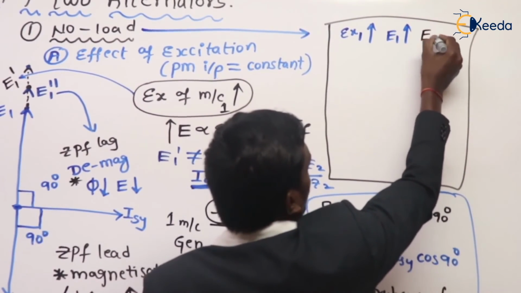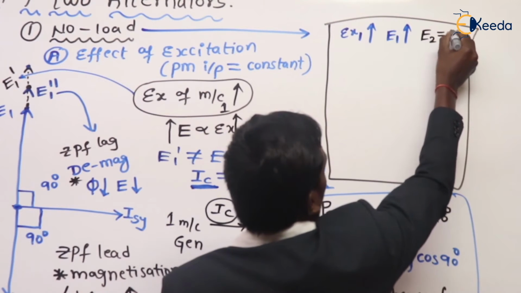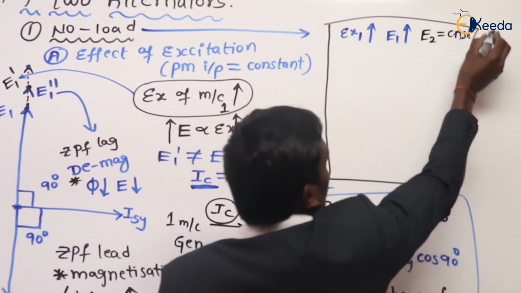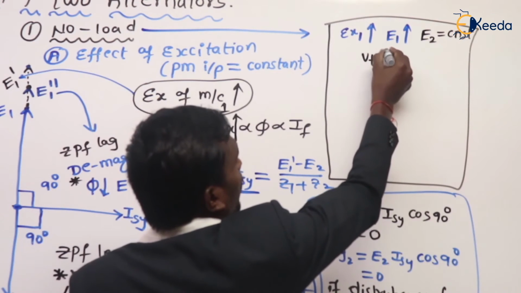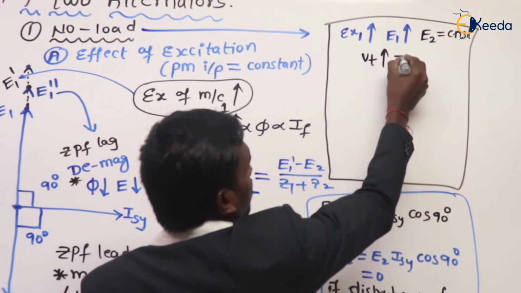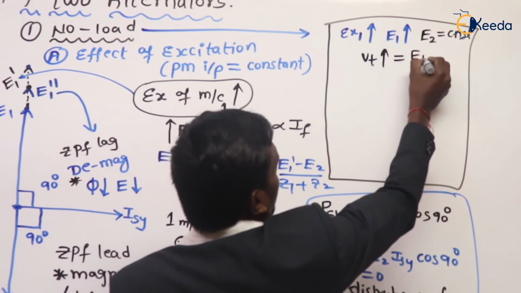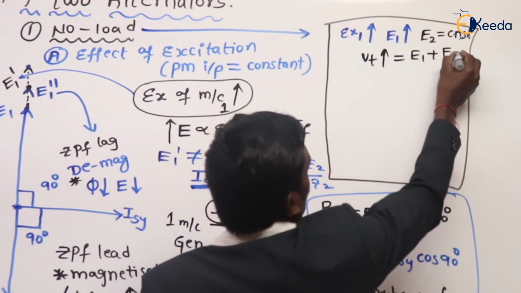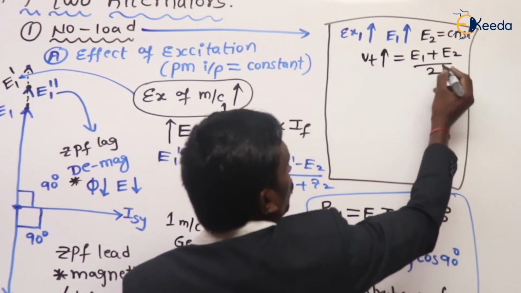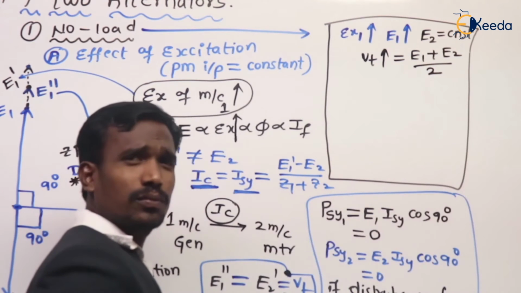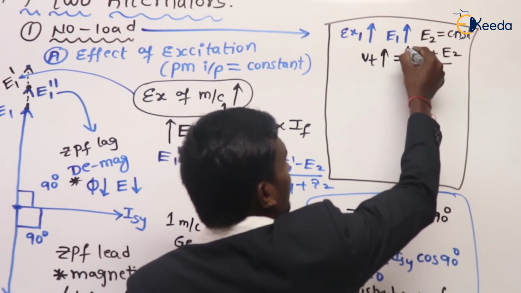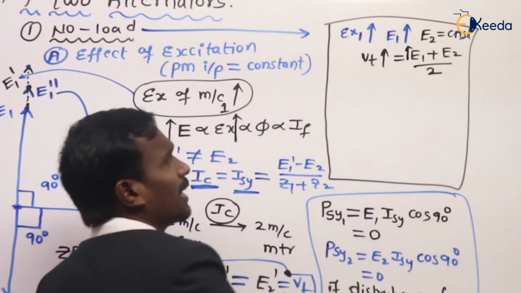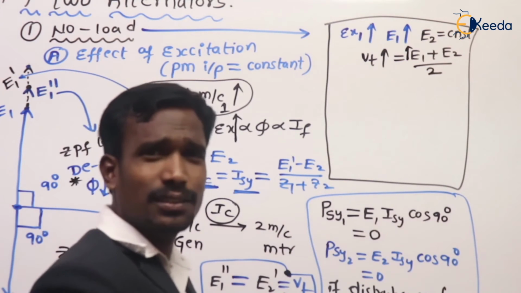What happened to E2 actually? There is no change in E2. Then what happened to VT? VT also increases because VT is equal to E1 plus E2 upon 2, the average of these two. When E1 increases, automatically the terminal voltage also increases.